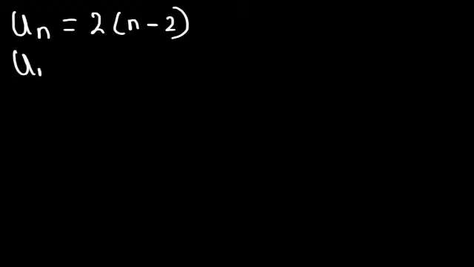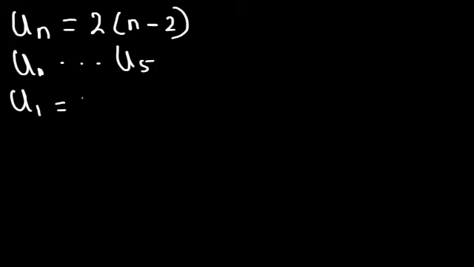By the way, you can pause the video and try the question. So try finding the first 5 terms of a series that is formed by this general term, u sub n equals 2 multiplied by n minus 2. Okay, so we have to find u of 1 all the way to u of 5. Pretty cool.